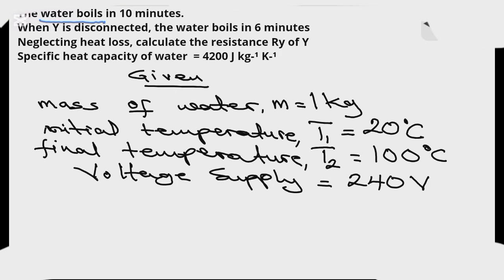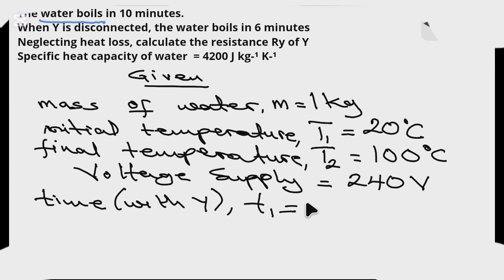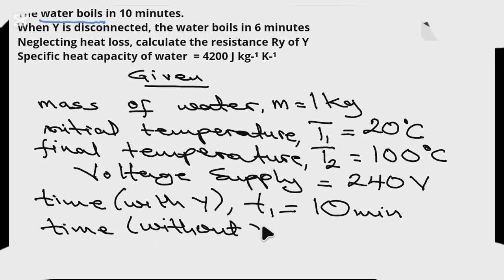Now, the question mentioned that when Y was in the system, the time it took for the water to boil was 10 minutes. So let me say time with Y. That means when Y was in the system, let me call that T1, and that was 10 minutes. And then time without Y, when Y was removed, let me call that T2, and that was 6 minutes.